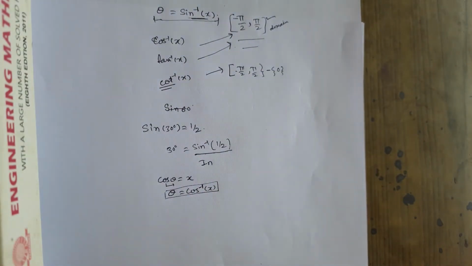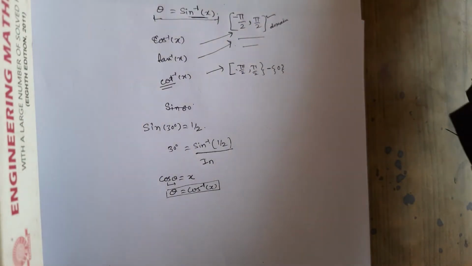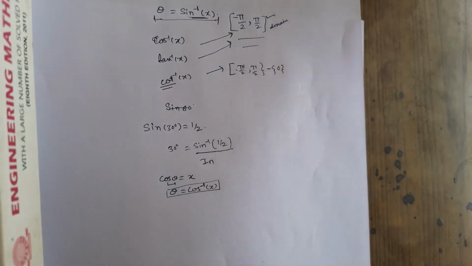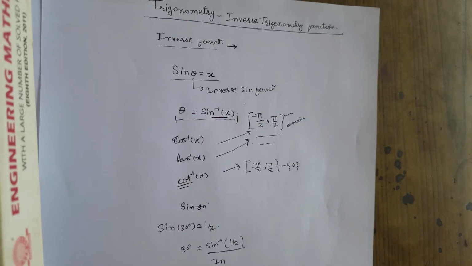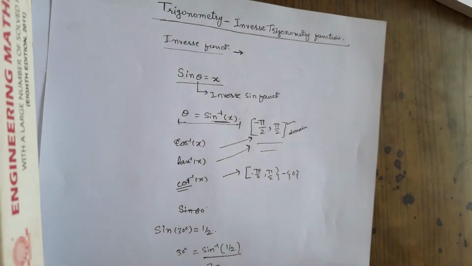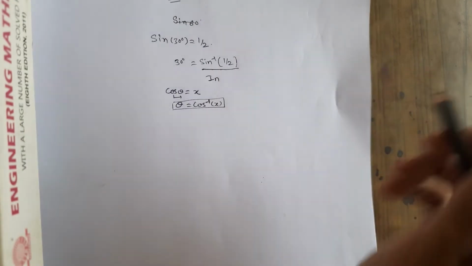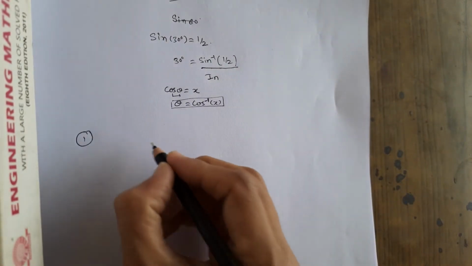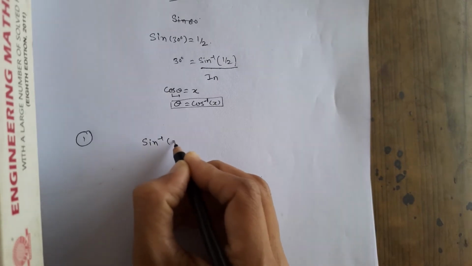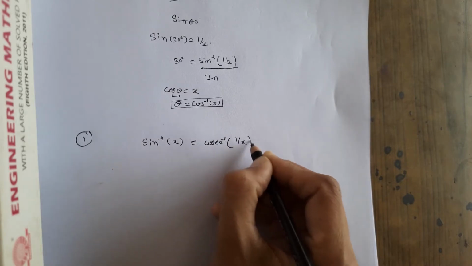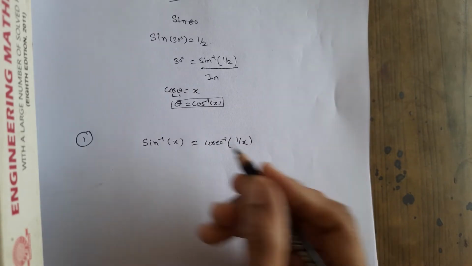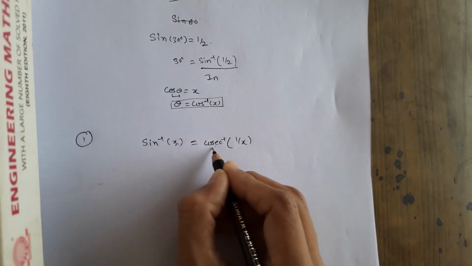Similarly, all the functions exist, and its domain is restricted; it does not exist in the whole domain. We are going to see in detail why we are taking this. At the moment, just remember this. Now the inverse functions have some properties that we should know to solve examples. Property 1: if sine inverse of x is there, then cosec inverse of 1 upon x is equivalent. Just take the reciprocal and these two values become equivalent.